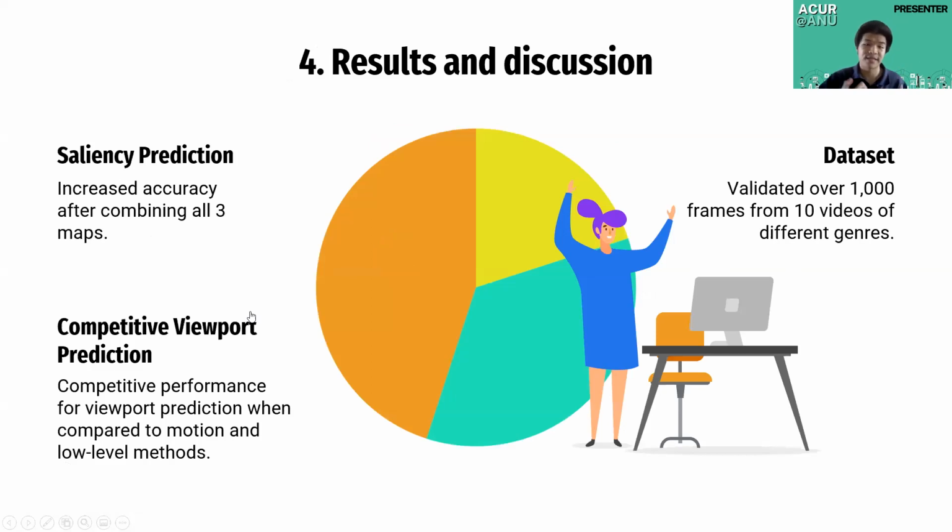So now let's talk about some of the key results and discussion points. First, we found that saliency prediction accuracy increases after we combine all three maps, after we incorporate object-based information. The second finding was that viewport prediction performance is actually quite competitive. It's within the range of other algorithms, and compared to motion and low-level maps, it's very flexible. In terms of our data set, we've performed extensive evaluation. We had over 1,000 frames from 10 videos, each 1 to 2 minutes long, and each of different genres.